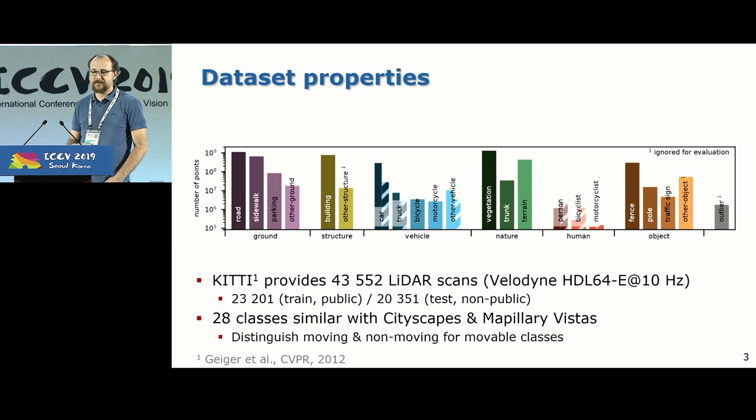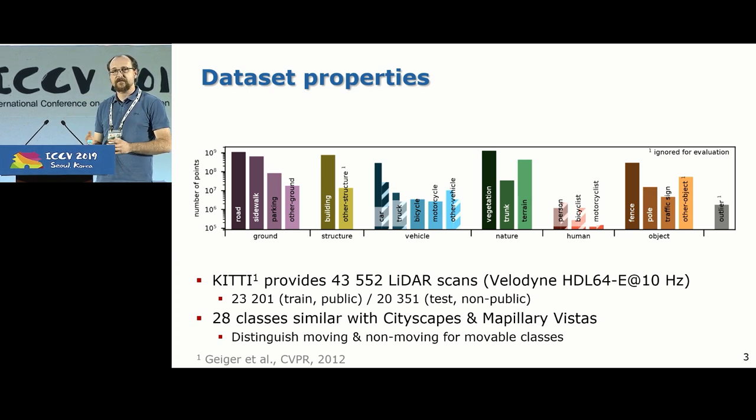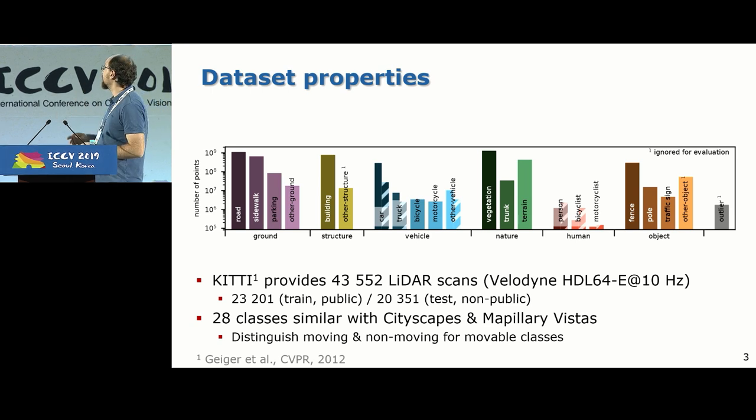In sum, we labeled over 43,000 scans from 22 sequences of the KITTI odometry benchmark, and more specifically, we provide 23,000 scans for training purposes and keep 20,000 scans from 11 sequences for testing purposes that are hidden and evaluated on a server. We labeled 28 classes similar to the class definition of Cityscapes and Mapillary Vistas, and they are shown here in this diagram, and we also labeled classes distinguishing moving and non-moving objects.